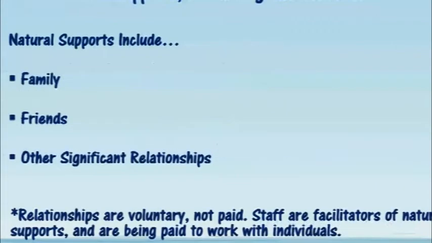To understand the importance of natural supports, you need to know what natural supports are. Family is not just mom and dad. Family includes brothers, sisters, aunts, uncles, cousins. Friends are those two-way relationships. Friends can be the person you live with, but that's not automatic. Other significant relationships are boyfriends, girlfriends, sweetie, that very special someone. It's important to remember relationships are voluntary, not paid. Staff facilitate natural supports and are being paid to work with individuals.